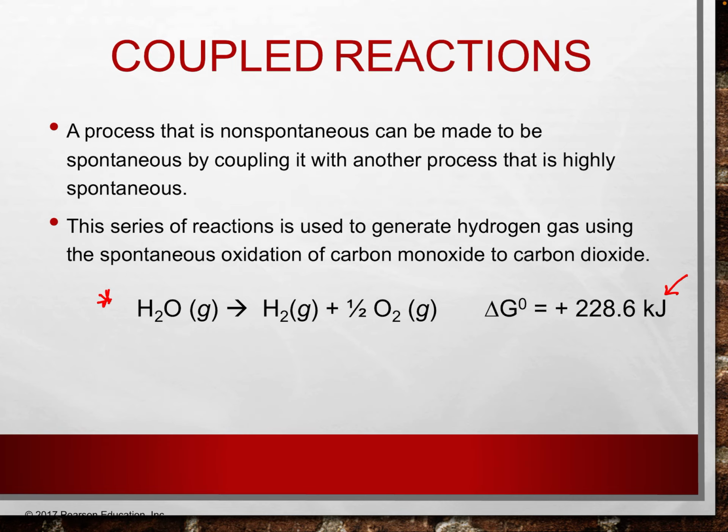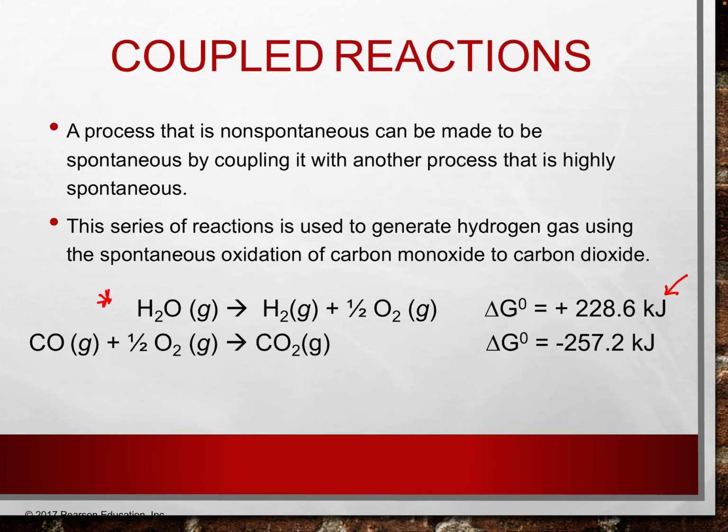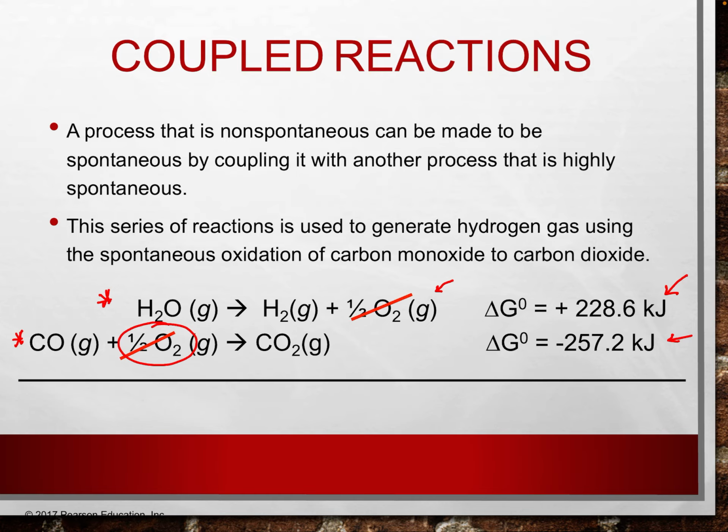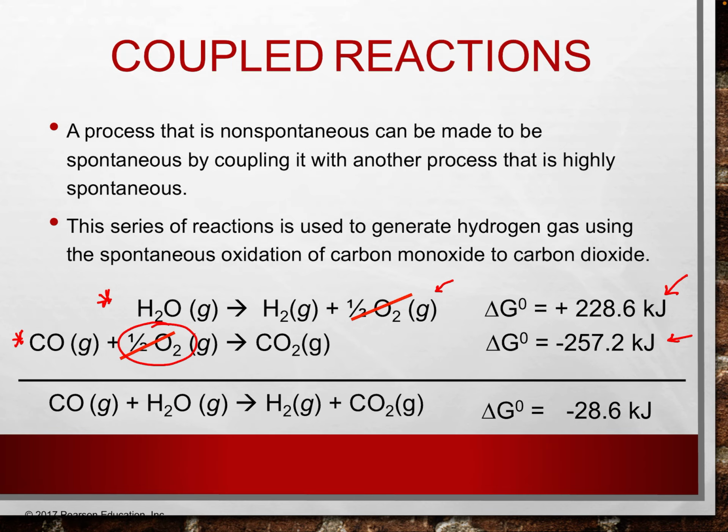So we need to make this process spontaneous. We can couple it with a really spontaneous process, like when we have carbon monoxide being oxidized to carbon dioxide. And this is very spontaneous. As you can see, our second reaction is more spontaneous than the first reaction is non-spontaneous. And if we combine them together, we can use the oxygen produced in this reaction as the oxidation source for our carbon monoxide to turn into carbon dioxide. So the second reaction will essentially drive the first reaction to continue making more hydrogen, because when we add these together, the overall reaction is spontaneous.